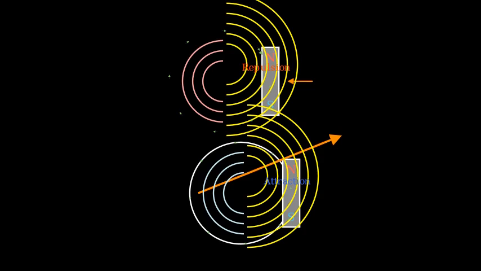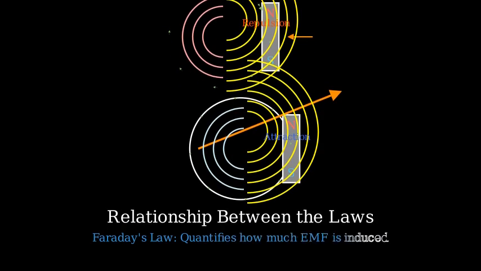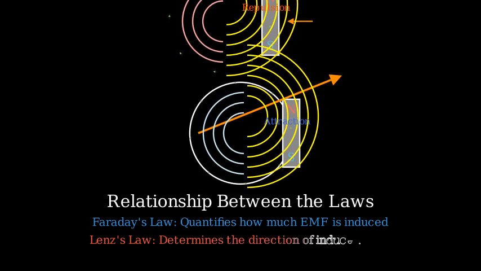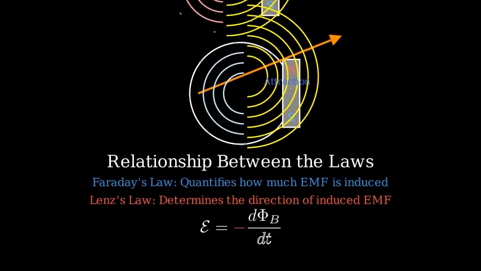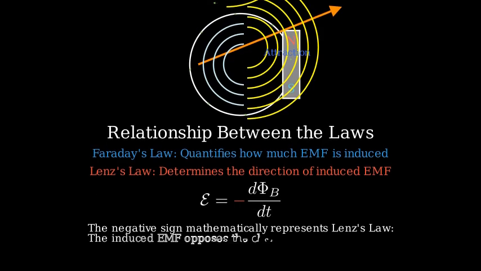Now, let's understand the relationship between Faraday's law and Lenz's law. Faraday's law gives us the magnitude of the induced EMF, which is proportional to the rate of change of magnetic flux. Lenz's law gives us the direction of this induced EMF and the resulting current. The negative sign in Faraday's formula, EMF equals negative d phi b over dt, is actually a mathematical expression of Lenz's law. This negative sign ensures that the induced EMF always acts to oppose the change in flux that produced it.